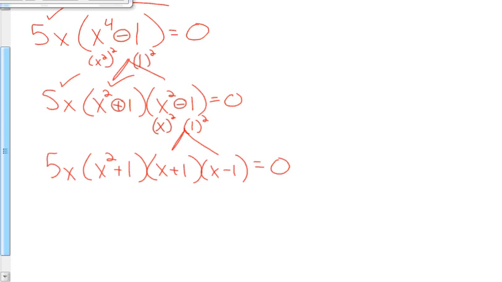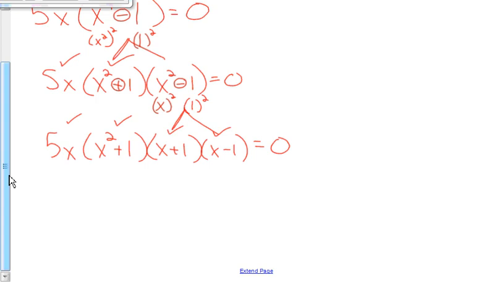Whenever we reach something linear with just regular x, no exponents, those are automatically prime. Those aren't going to factor anymore. So this would be the factored form of that equation. And then to solve it, we're going to set each factor equal to 0. So 5x equals 0, or we can really just look at the x, because 5 and x are two separate factors. So that means x equals 0.